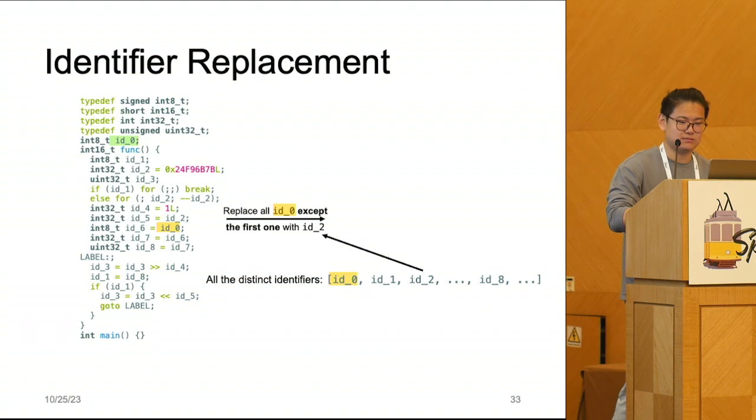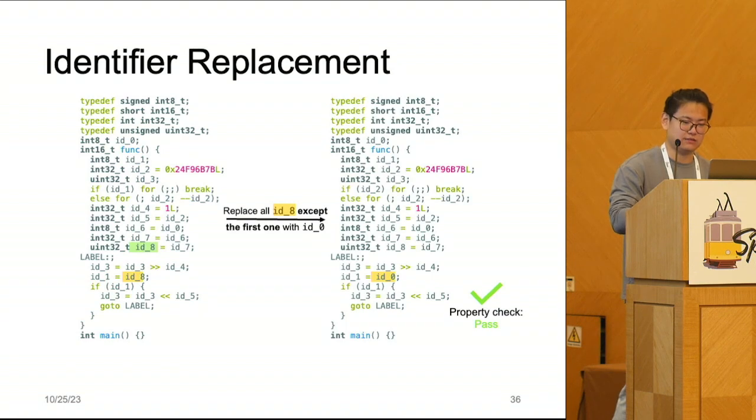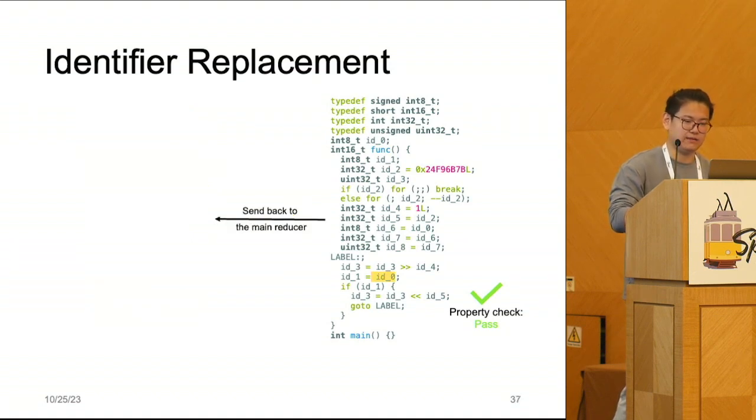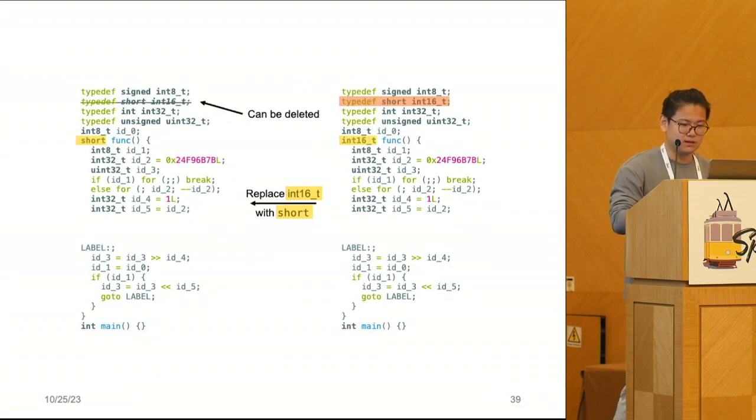If this replacement makes the program no longer trigger the bug, this auxiliary reducer will try to replace it with another identifier. And if all the other identifiers have been tried, it will try to replace the next identifier, for example, ID 1. And eventually, it will find that if we replace the ID 8, highlighted in yellow, with ID 0, the resulting program can pass the property check. And this new program will be sent back to the main reducer, and the main reducer can further remove these redundant statements. And also recall that after this, we further reduce the program by replacing the alias with short.